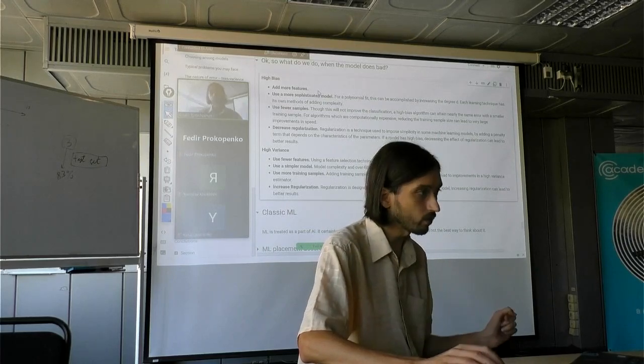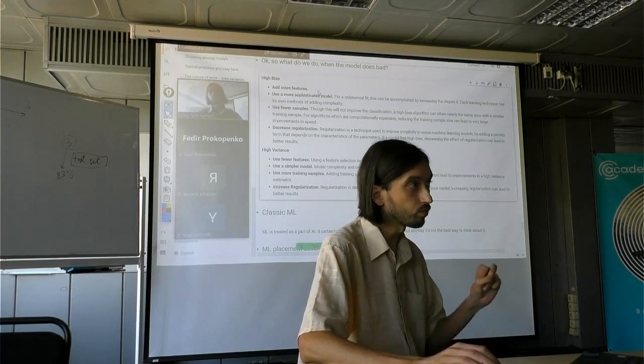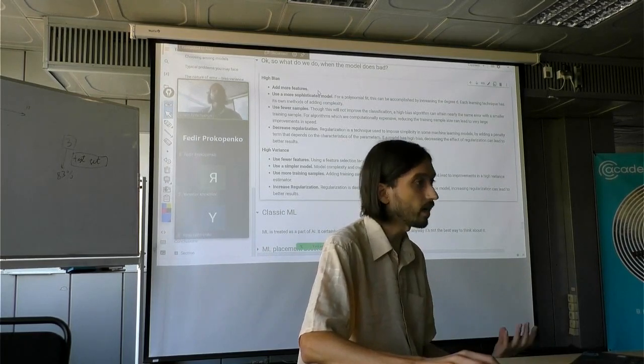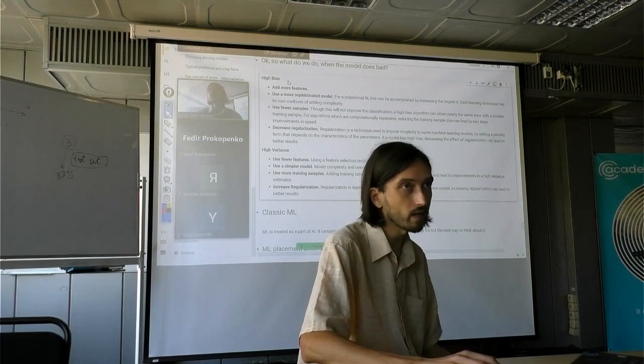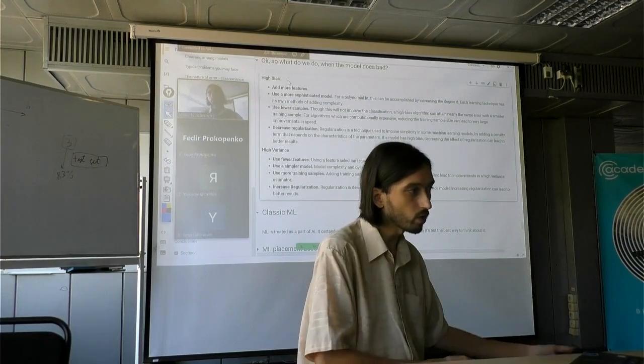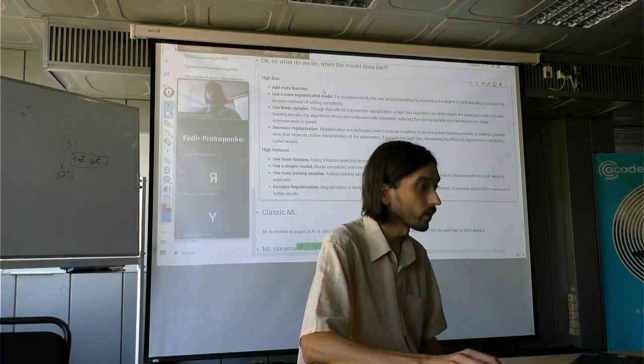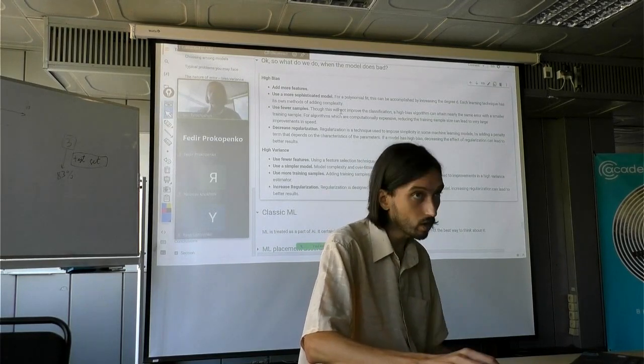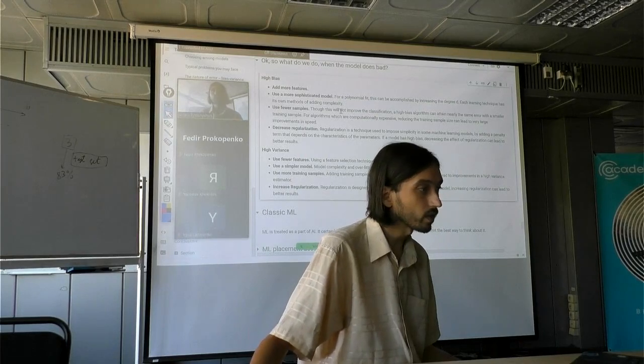So what do you do in case of high bias? What do you see first of all? Your model performs poorly on the training set. This is the sign that you have underfit, or high bias. You have a training set, but your model performs poorly. What do you do? You try to add more features, use a more sophisticated model, maybe add more parameters.